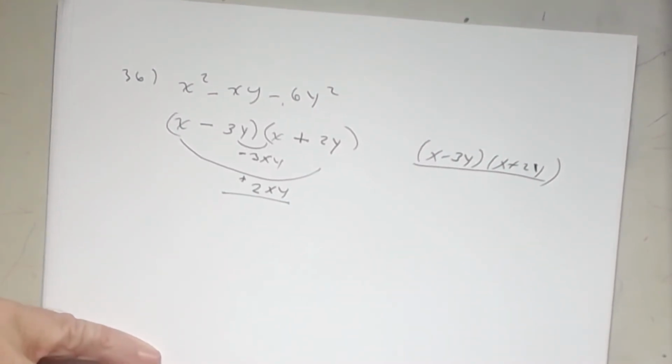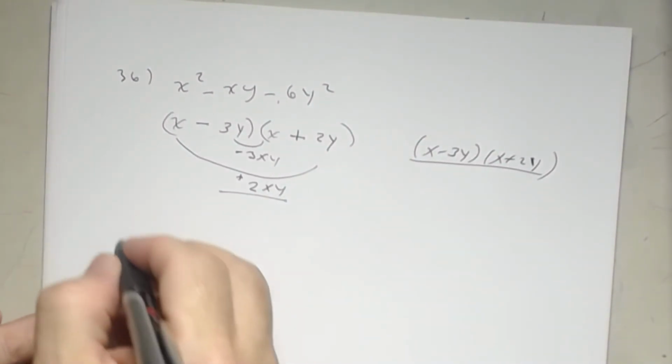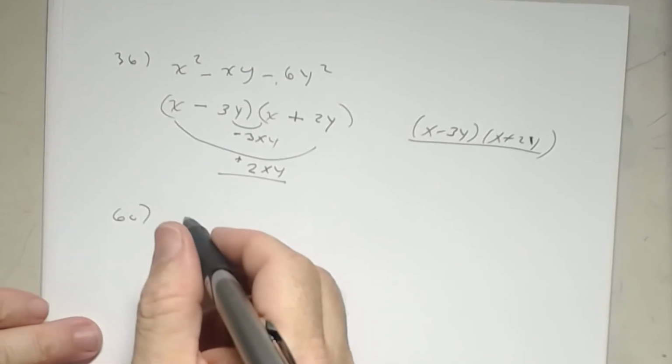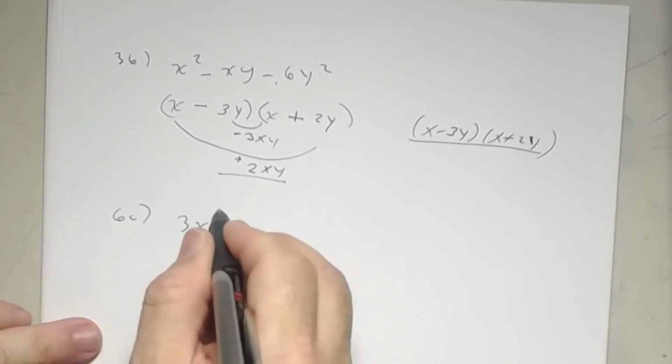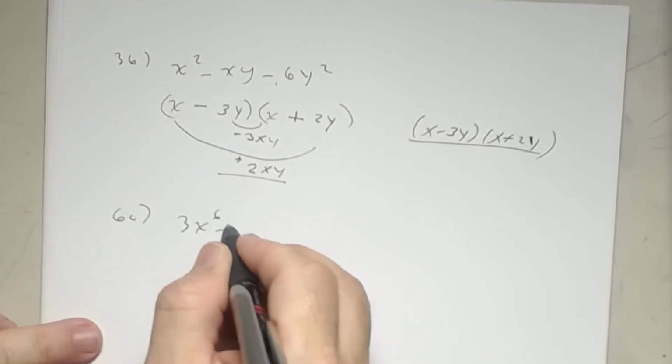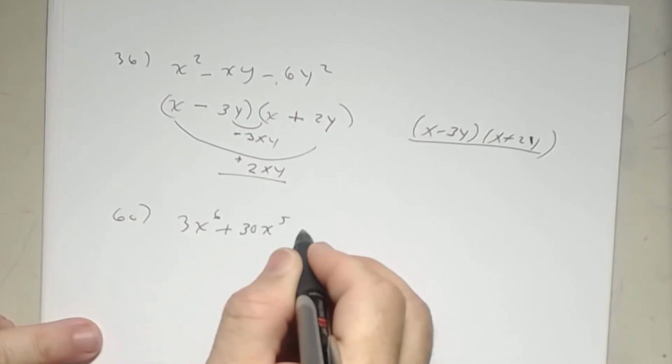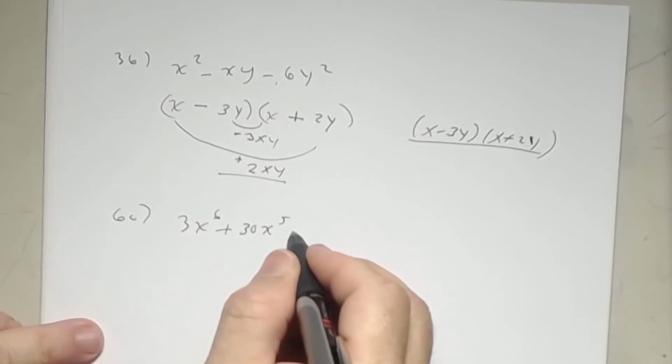All right, then let's look at number 60. You have 3x to the 6th plus 30x to the 5th plus 72x to the 4th.